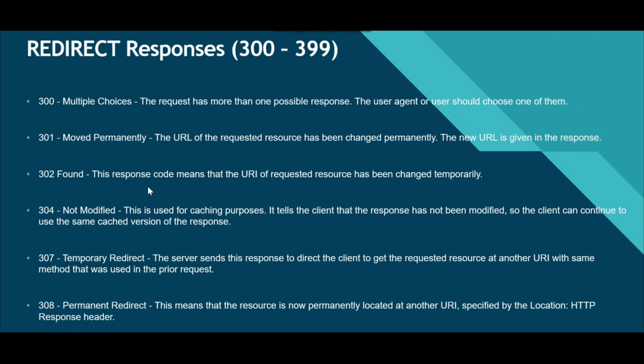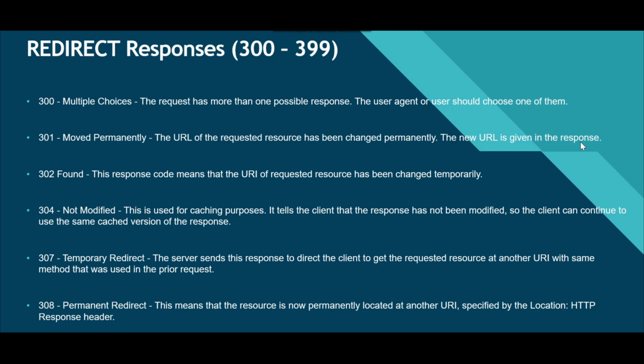The third response code type is redirect responses that range from 300 to 399. Here, the most important one is 301, that is moved permanently. We see that quite often, that the URL of the requested resource has been changed permanently. A new URL is given in response.